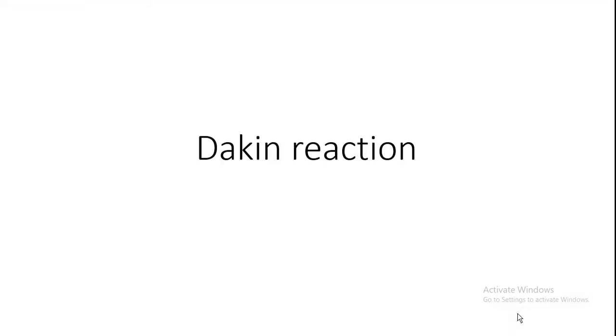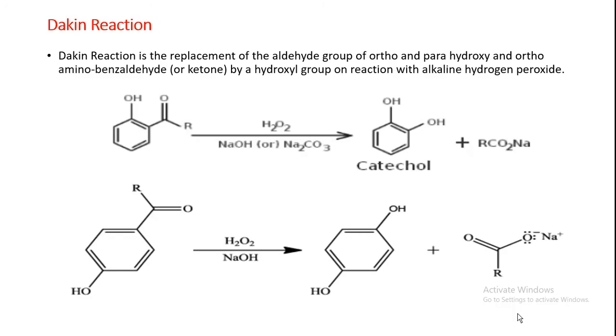So in today's class we will study a small reaction known as the Dakin reaction. This reaction is nothing but the reaction of an aldehyde, or aromatic aldehyde, or para-hydroxy aromatic aldehyde to form what? A dihydroxy phenol, or dihydroxy aromatic compound, with two hydroxyl groups, in the presence of a base and peroxide.